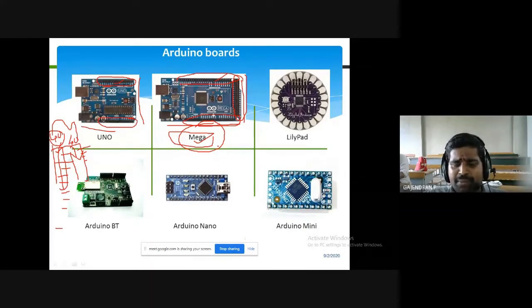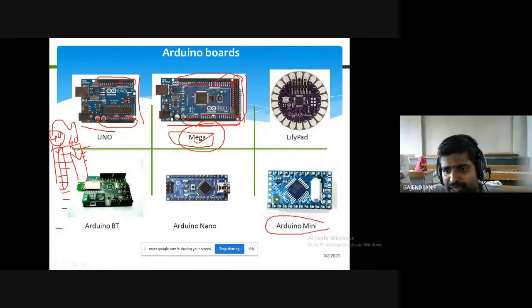But if I am doing any simple automation, like an automatic hand sanitizer, we are going to use only a few peripherals. What peripherals do I want? I need to sense my hand, so I need one sensor. Once I sense it, I need to activate my sanitizer, which delivers the sanitizer available in the can. So there we are going to use only 2 inputs and 2 outputs, maximum. In that case, I can go with Arduino Mini, isn't it?